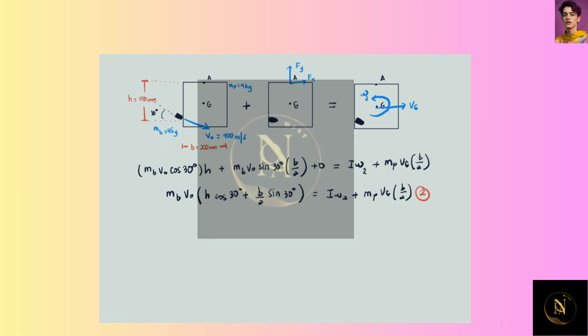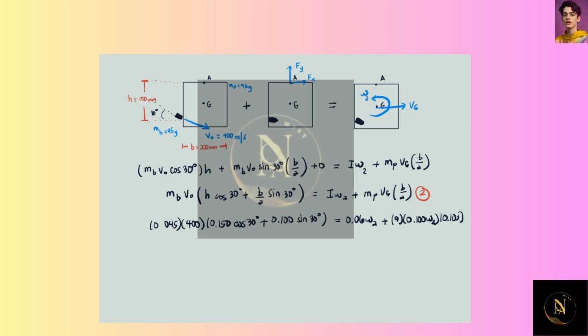So substituting the values that we have and also equation 1, which gives the value of an equation for VG, so this will become 0.045 times the VO, which is 400, then 0.150 cosine 30 degrees plus 0.100 sine 30 degrees equals the moment of inertia, which is 0.06 omega plus the mass of the panel, which is 9 times our equation for VG, 0.100 omega. Then B over 2 is 0.100.